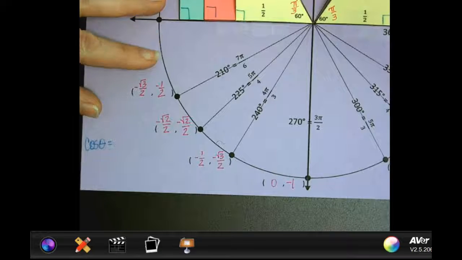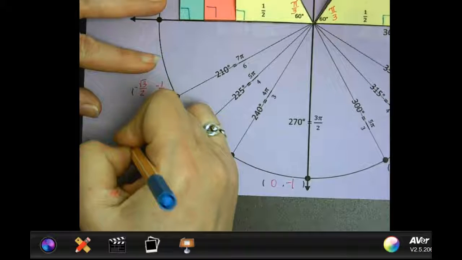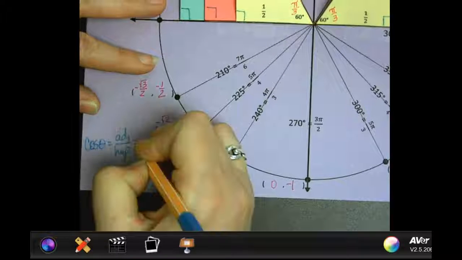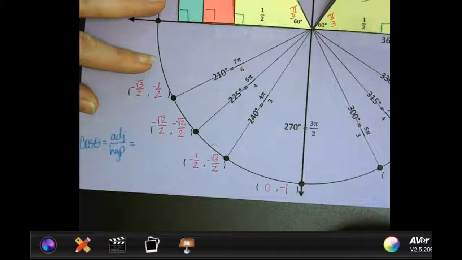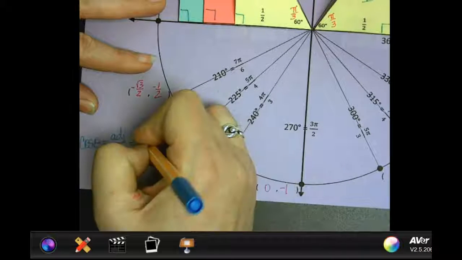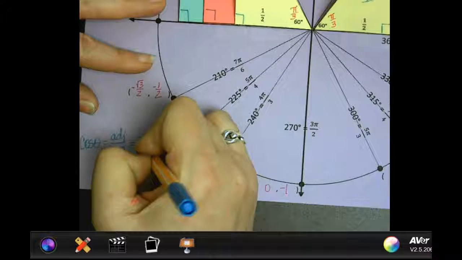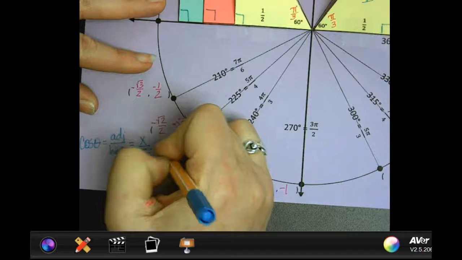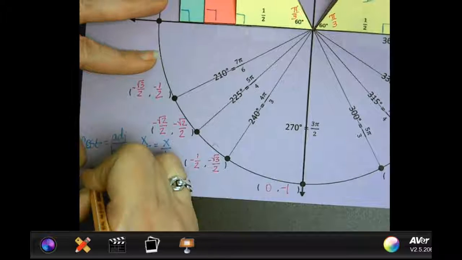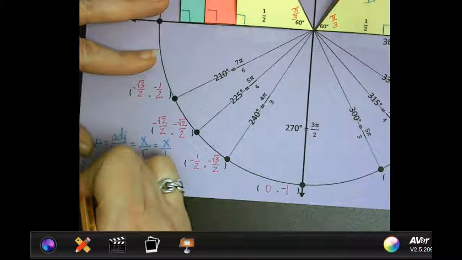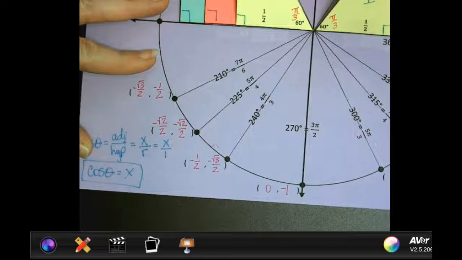Cosine is always adjacent over hypotenuse. The adjacent is which value? X value. So x over the hypotenuse, which is the radius. And in this specific case, the radius is 1, so we can put x over 1, which means that cosine theta is x. So there's my ordered pair right there, x, y.